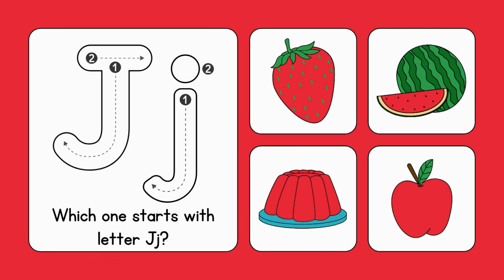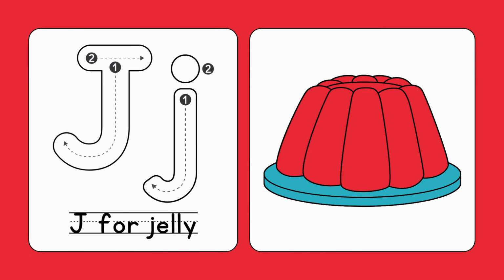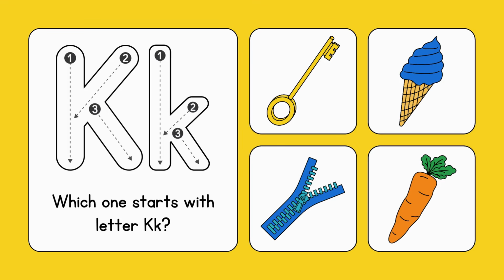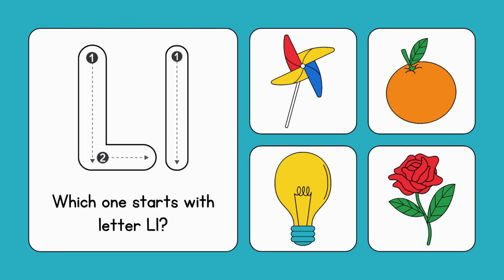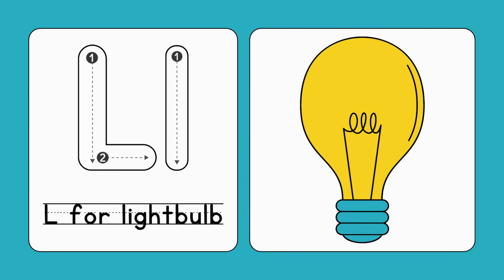Which one starts with letter J? Jelly. J for jelly. Which one starts with letter K? Key. K for key. Which one starts with letter L? Light bulb. L for light bulb.